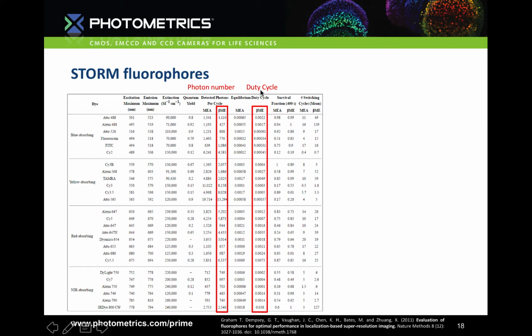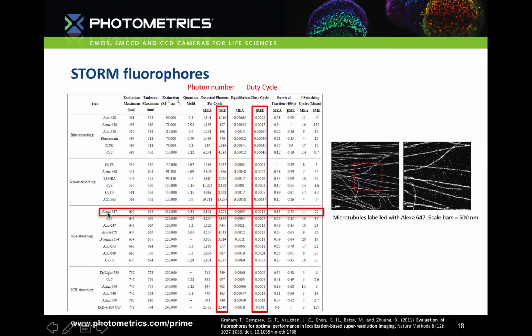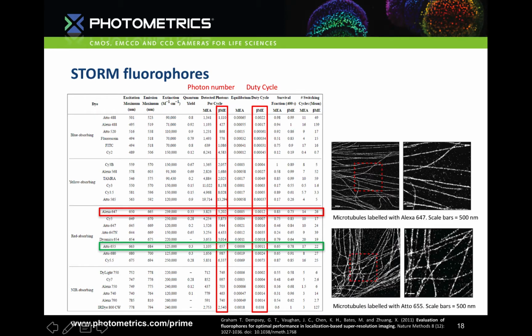Both are equally important when judging the quality of a STORM dye, and Alexa 647 is considered to be the gold standard. To highlight the importance of photon number, we can compare Alexa 647 to Atto 655. They have a comparable duty cycle, but Atto 655 has almost a tenth of the photon number. The resulting image makes it clear that Alexa 647 has been localized with higher accuracy, which gives a higher quality image.